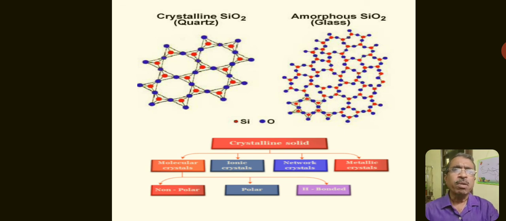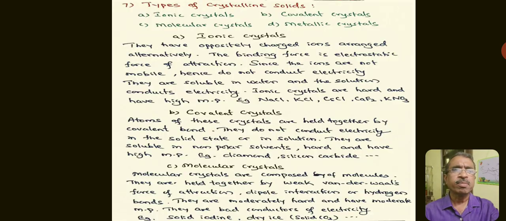Another example, quartz. Quartz is nothing but silica, which is a crystalline solid. The atoms are perfectly arranged. In case of glass, which is amorphous silica, the atoms are haphazardly arranged. Below I have shown the types of crystalline solids.